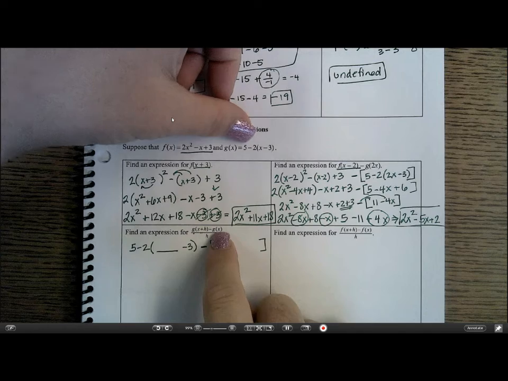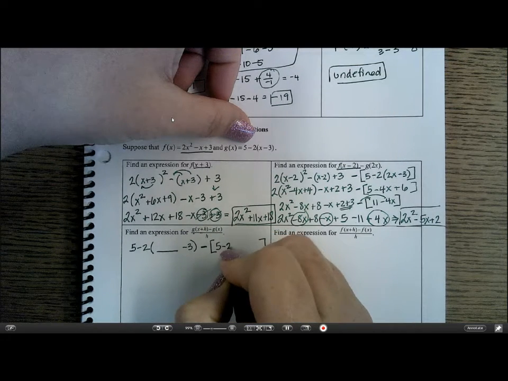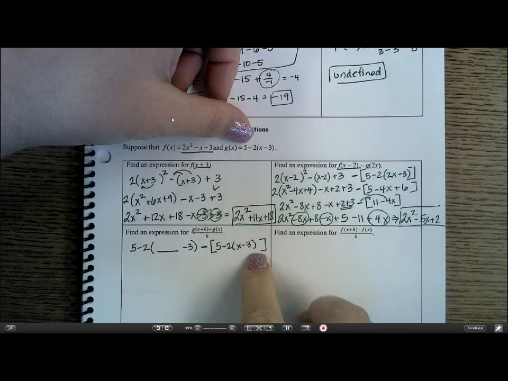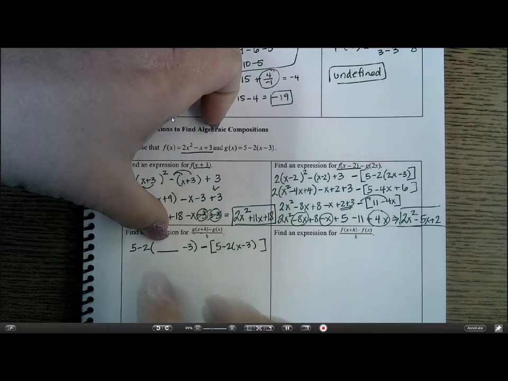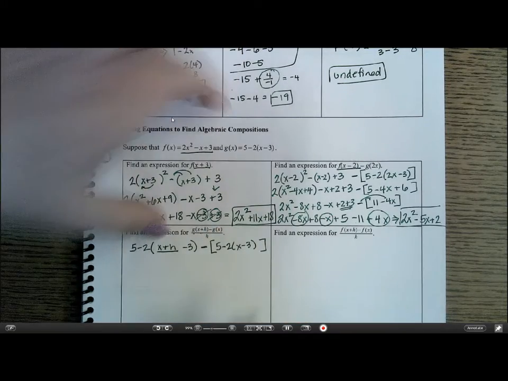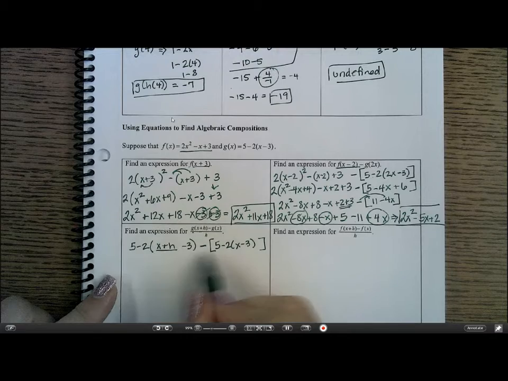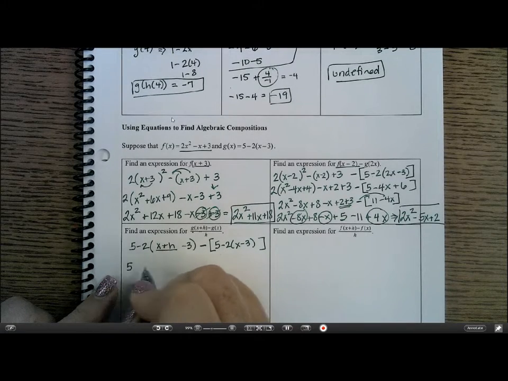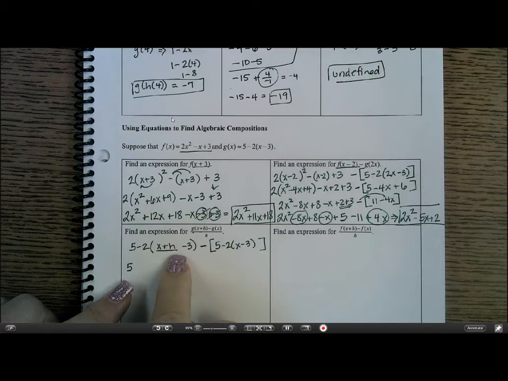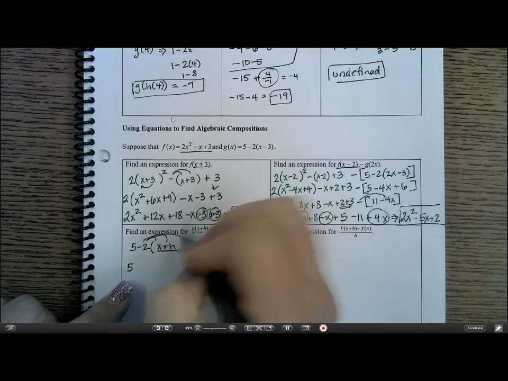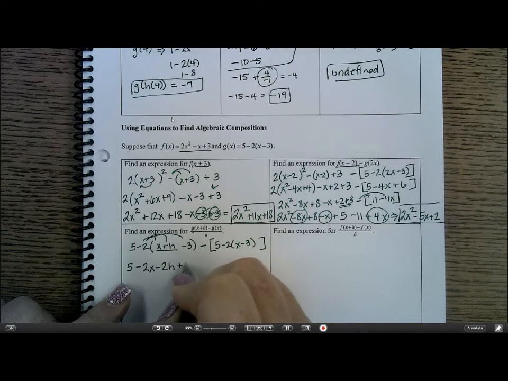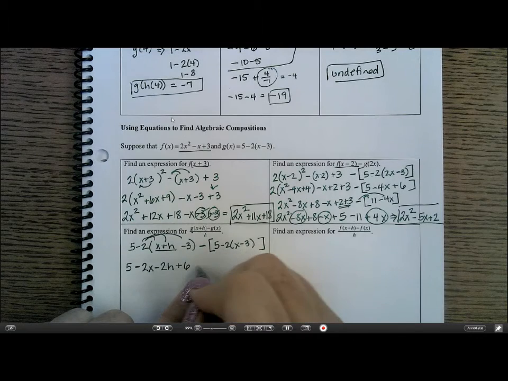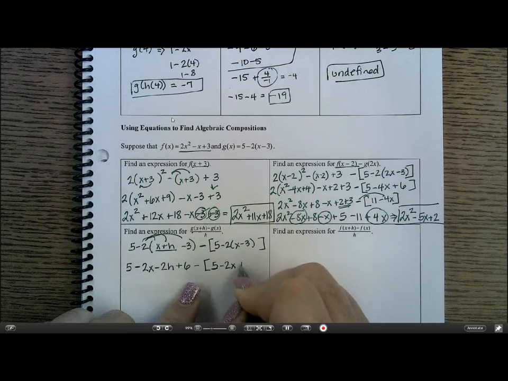Well, the g of x function is 5 minus 2x minus 3. So instead of putting parentheses, I don't want you to confuse you, I'm just filling that in with x plus h. Now I am going to simplify this. I've got 5, and I can't really combine like terms in here, so I'm going to distribute. Negative 2x minus 2h plus 6 minus, and I'm just going to simplify this over here, 5 minus 2x plus 6.